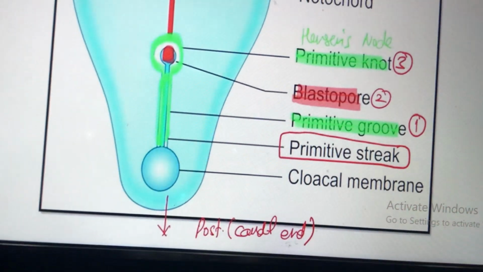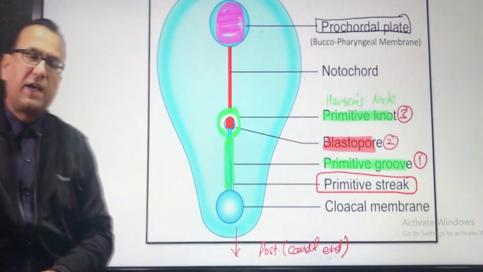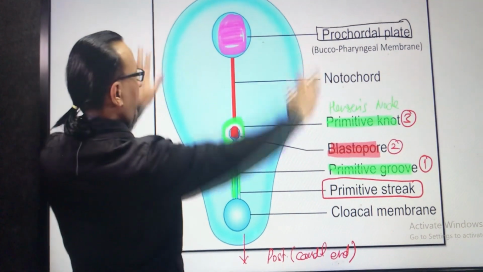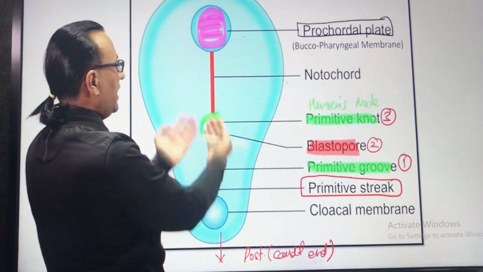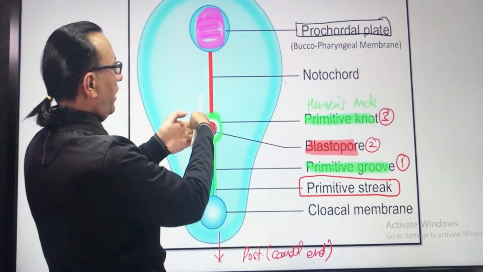We are going to make this diagram ourselves as well, where we will find that the epiblast cells which were at the floor of the amniotic cavity were proliferating to form this primitive streak, and then they move inside this pit and go ventral.